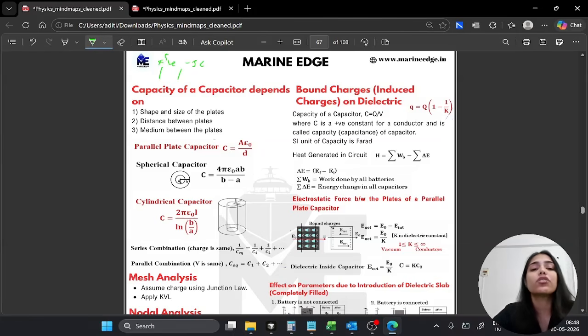The capacity of whatever capacitor it is depends upon the shape and size of the plate, the distance between the plates, and whatever medium is there between these two plates. Capacitors are two conducting objects with an insulating medium between them. For a parallel plate capacitor, the value of C is A epsilon naught upon d. For a spherical capacitor, the capacitance is 4 pi epsilon naught AB into B minus A, where B and A are the radii of the two shells.